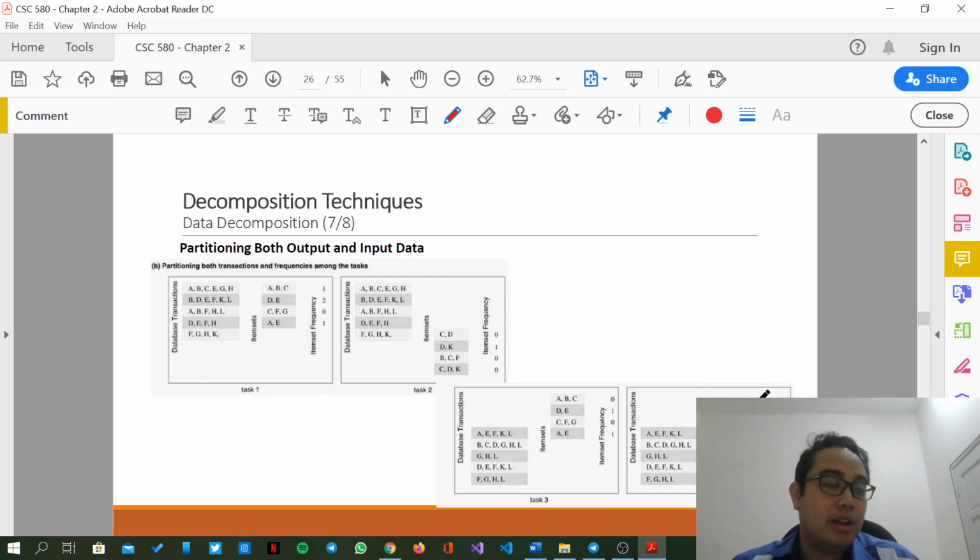If the result is not the same, then there is an error in your algorithm. So bila jawapan parallel tak sama dengan jawapan serial, that is a big problem. Okay, you have to make sure that jawapan serial sama dengan jawapan in parallel.